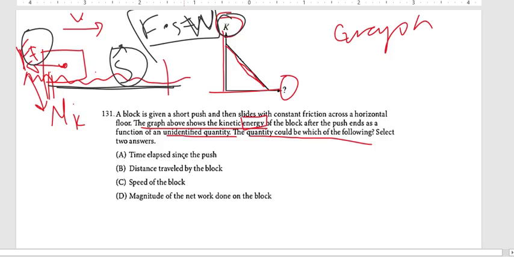Time elapsed since the push. I don't really know what that would tell you. I don't think it's that one. Distance, I should put an X. Distance traveled by the block. That's up here. That seems important. So I'll put like a squiggly maybe. The speed of the block. Well, kinetic energy and speed ends, so that's kind of pointless. That's an X. Okay, the magnitude of the net work. We'll also have work up here because I kind of drew it and maybe acted it out with my calculator or something. So I am pretty confident in saying that it is B and D, and that is the answer.